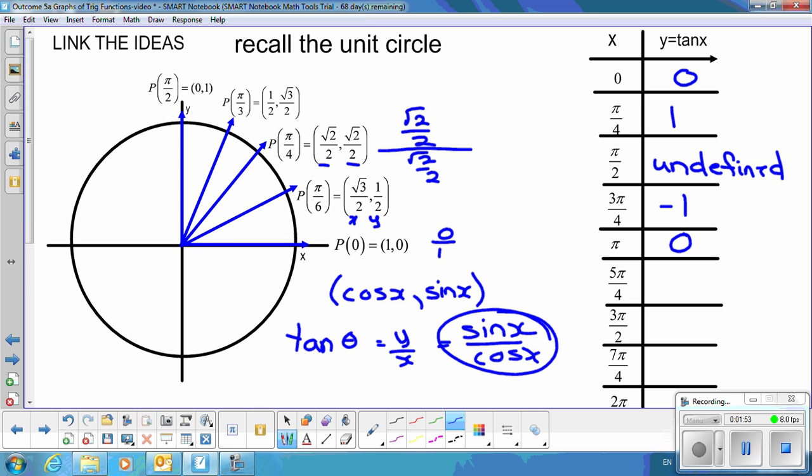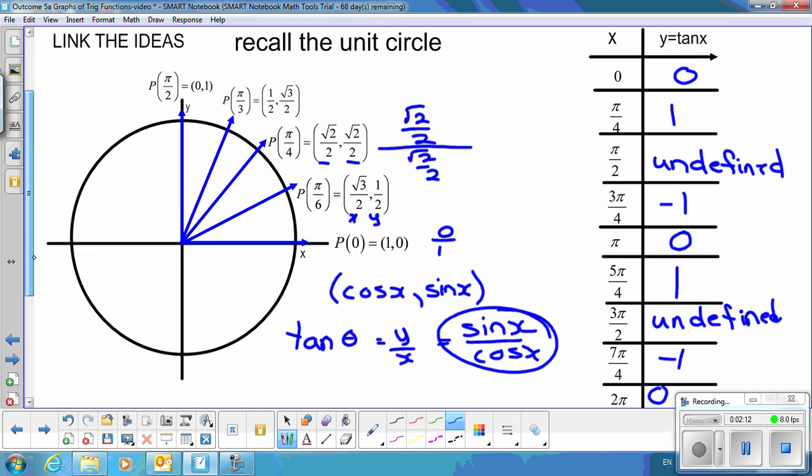At pi, we have a tangent function being equal to 0. 5 pi over 4 is positive 1. 3 pi over 2 is undefined. 7 pi over 4 is negative 1, and 2 pi is 0. Let's graph that tangent function now and see what it looks like.